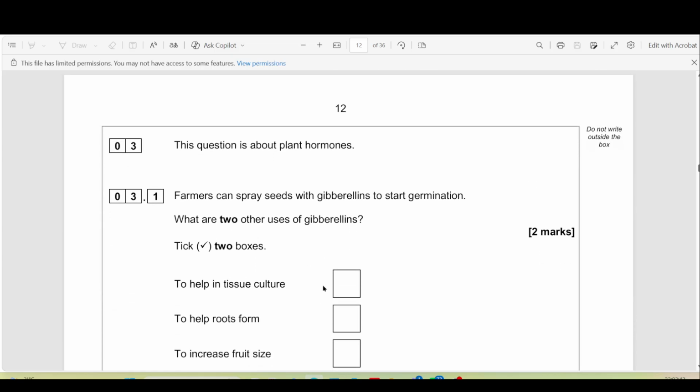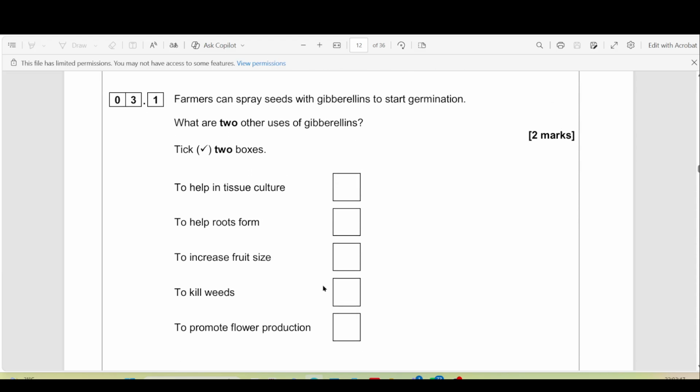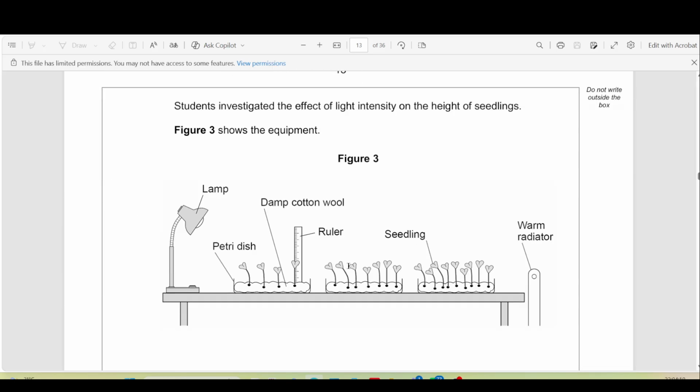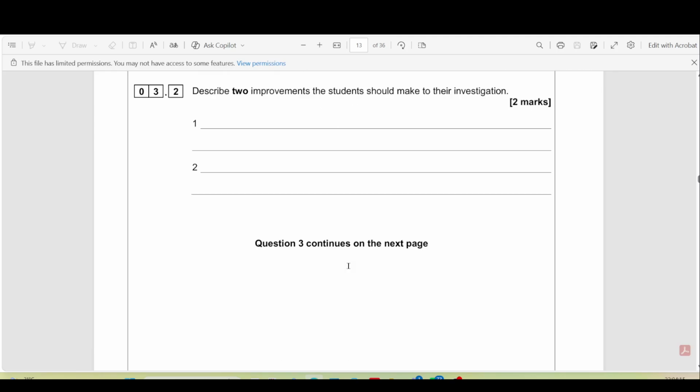This question is about plant hormones. Farmers can spray seeds with gibberellins to start germination. What are the two uses of gibberellins? To increase fruit size and to promote flower production. Yes, these two are correct.